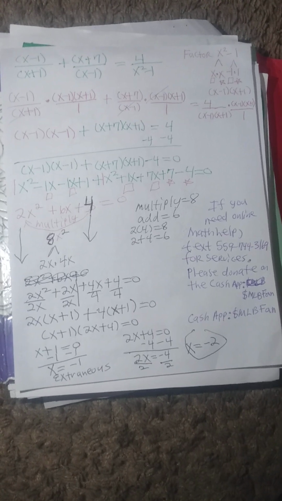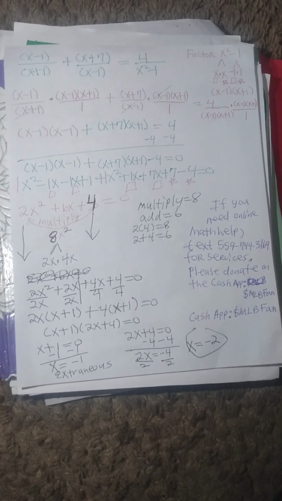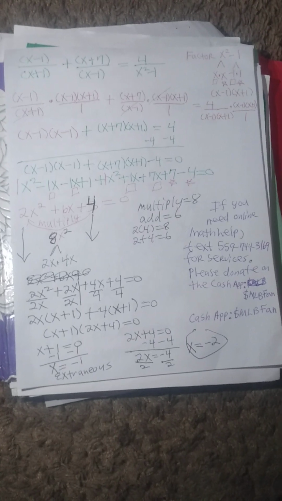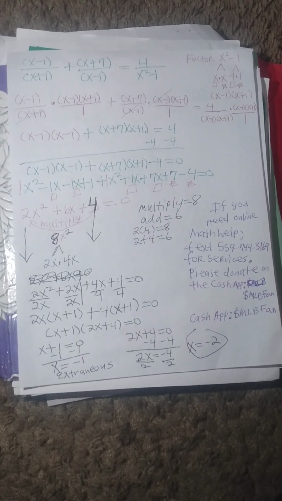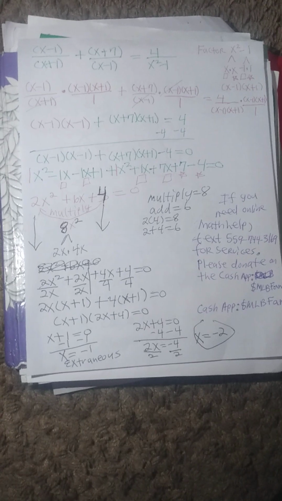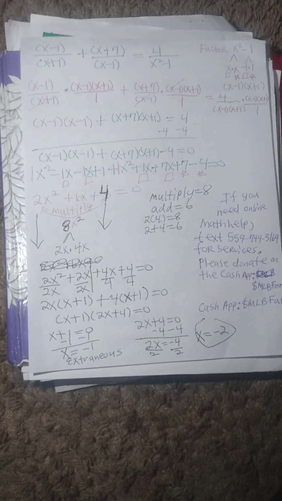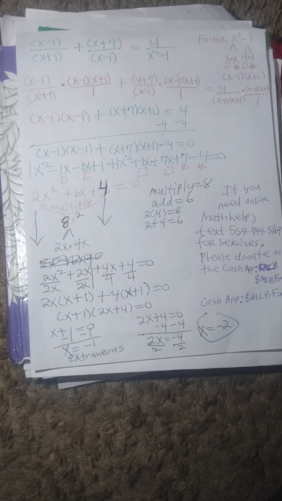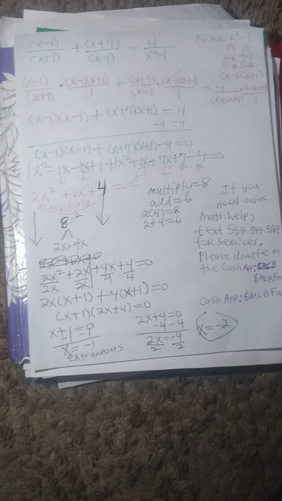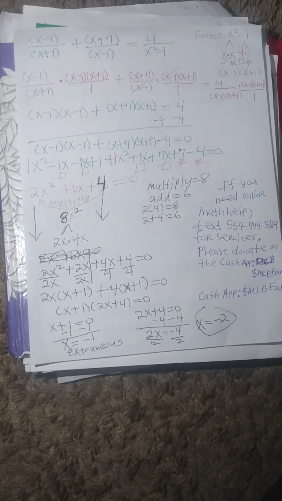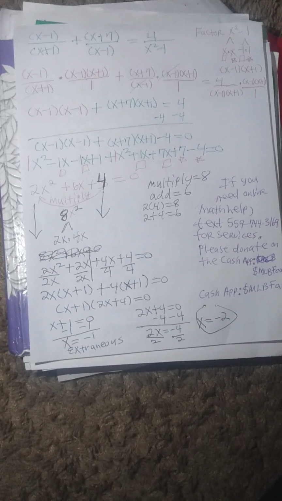So now we need to multiply by the least common denominator, and that is going to be in the form of x minus 1 times x plus 1. So x minus 1 divided by x plus 1 times x minus 1 times x plus 1, and we're going to divide that by 1 to make it a fraction, plus x plus 7 divided by x minus 1 times x minus 1 times x plus 1 divided by 1 is equal to 4 divided by x minus 1 times x plus 1 times x minus 1 times x plus 1 divided by 1.